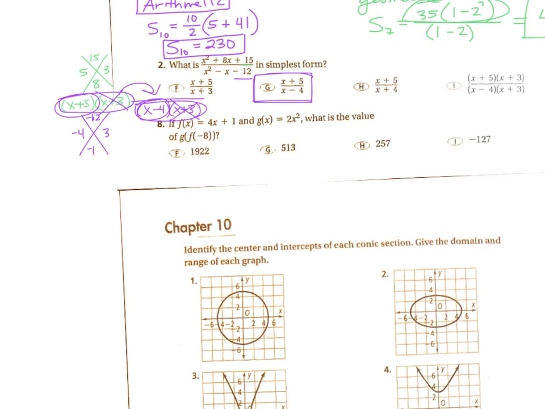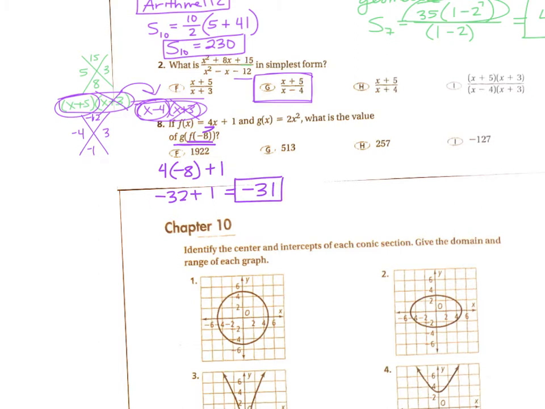Okay. Number 8 here, f of x and g of x are given to you. What is the value of g of f of -8? So we start with f. Okay. We plug -8 into f. So it's going to be 4 times -8 plus 1. So this is -32 plus 1 is -31.